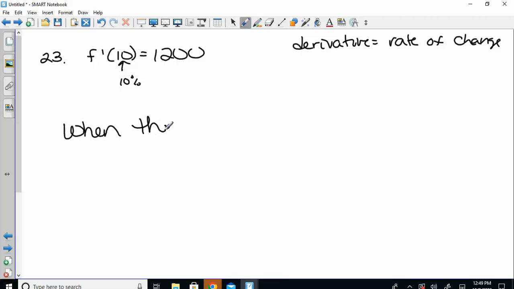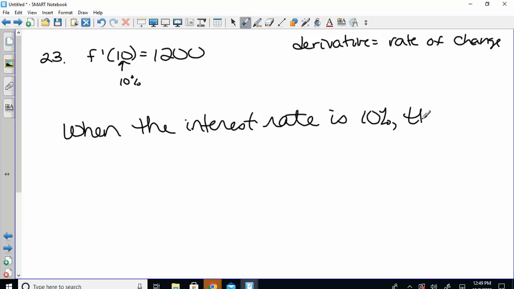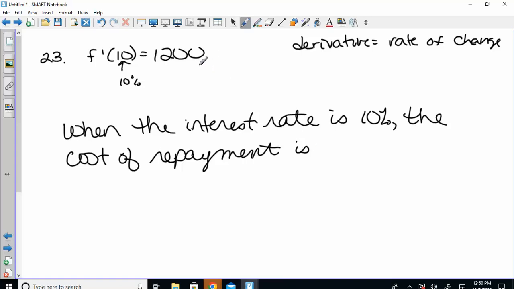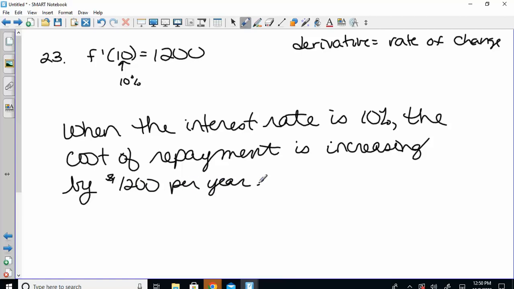So what this means is when the interest rate is 10%, the f, so cost of repayment, is, it does not say the cost is a flat 1,200. What does the 1,200 mean? Okay. And since it's positive, we could say increasing by $1,200 per year.